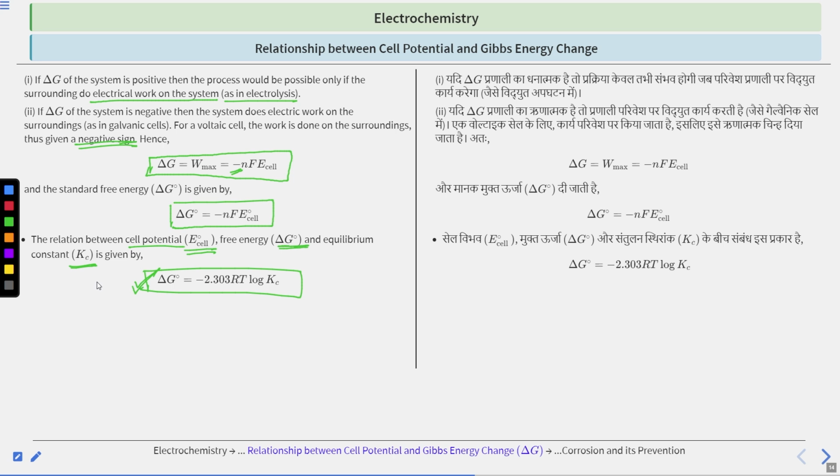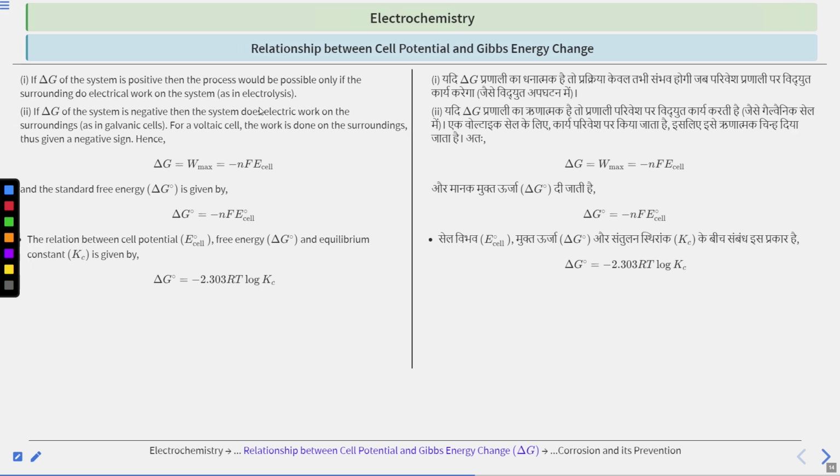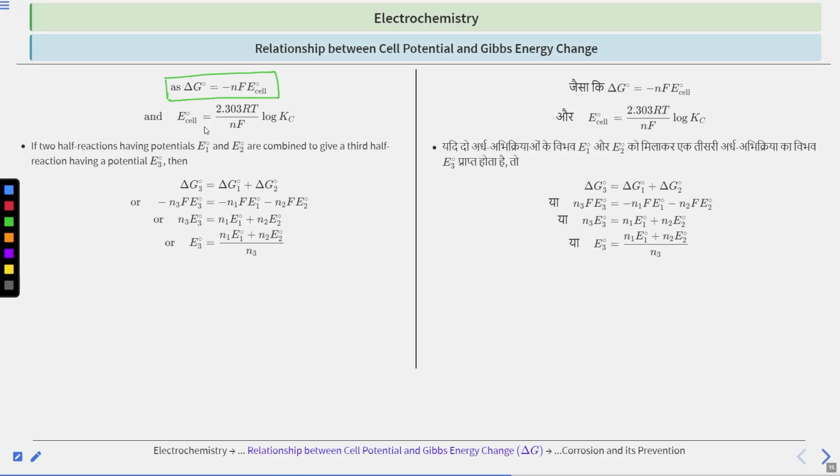Okay, now ΔG is equal to minus nFE° of cell. We know that, right? So we can put it here. We just put it that E° cell will become equal to 2.303 RT by nF log Kc.